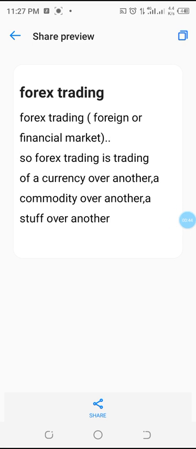So guys, the first is Forex trading. What Forex is all about. We've been hearing about Forex. What is Forex all about? Now I want you guys to know that Forex trading is also known as the foreign market, the financial market. So Forex trading is the trading of a currency over another, a commodity over another. That is what Forex trading is. It's trading of what? A currency over another.